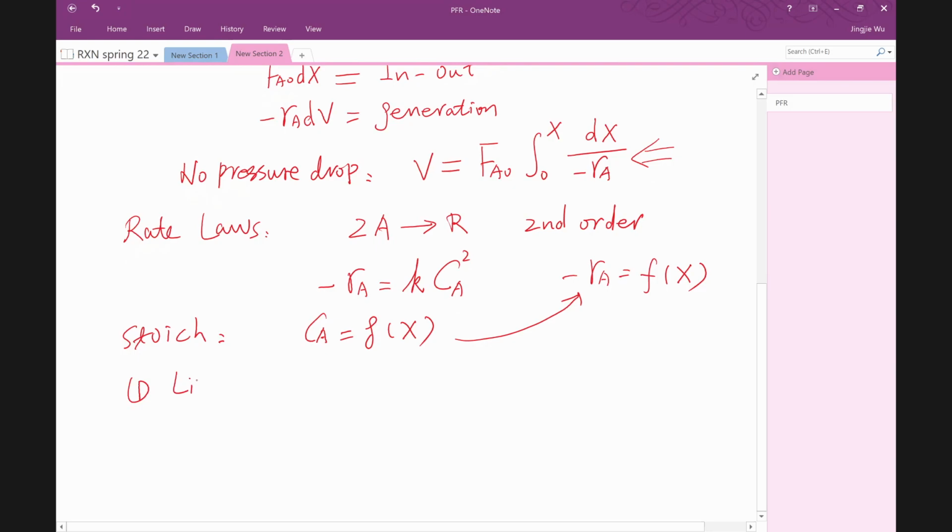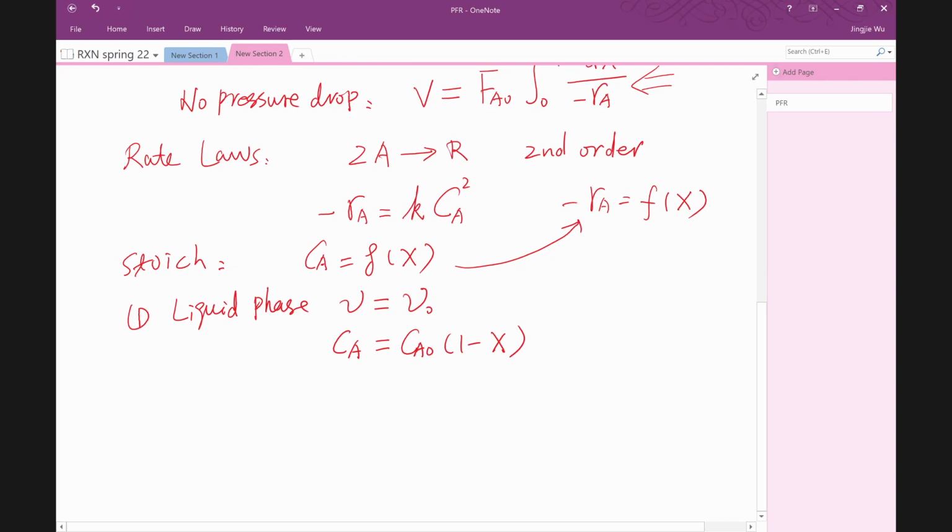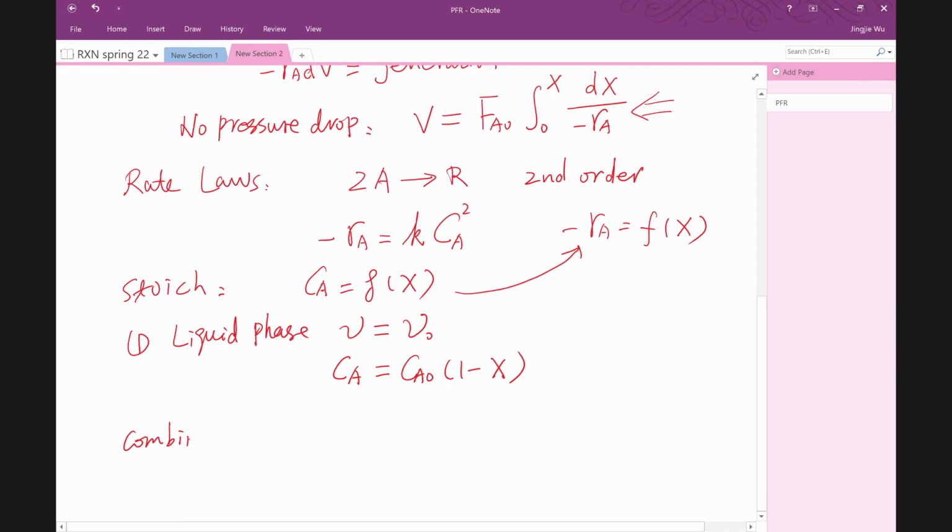So the first case, let's say it's a liquid phase. If it's a liquid phase, we can assume the volumetric flow rate doesn't change, so CA equals CA0 times one minus X. It's very easy. Then we combine and plug in.